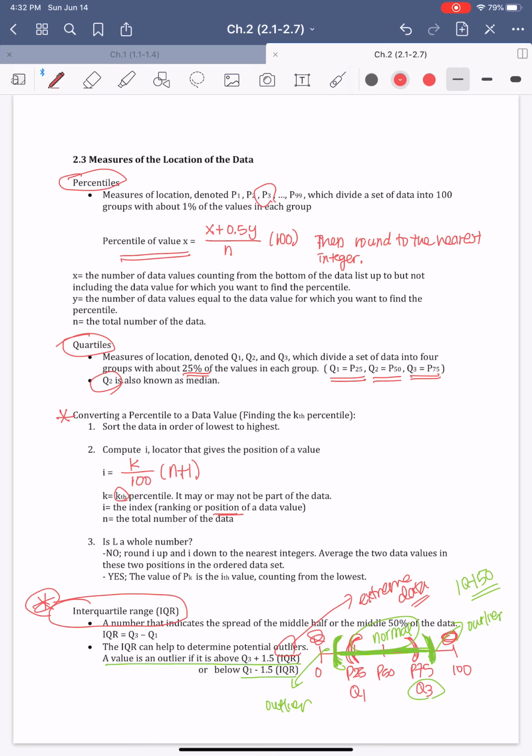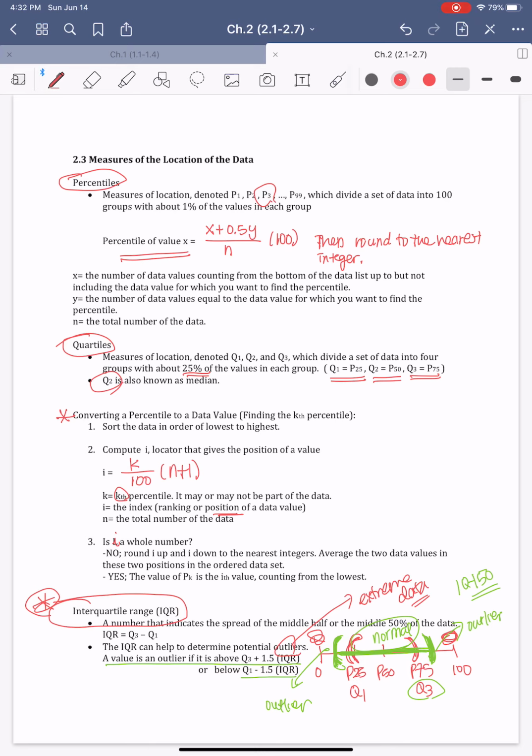This is not an L, it is I. If it's not a whole number, round I up and down to the nearest integer and average the two data values at these two positions in the ordered data set. That will give you the actual data value that represents that percentile.